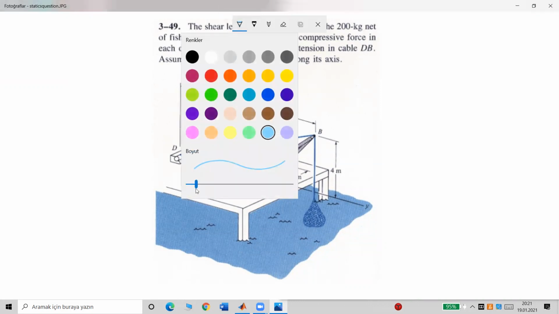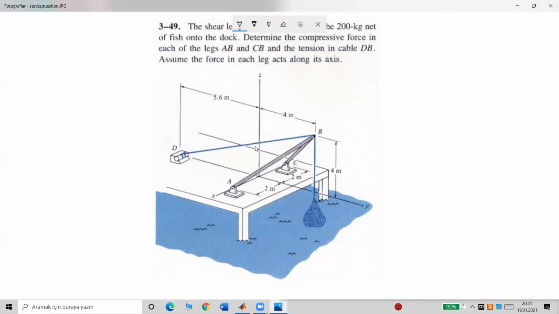So let's start with showing the direction of all forces. For AB, it should be like this because it's under compression. It should be pointing toward this point, B. Same for CB. But for DB, it should be something like this because it's under tension. It should be toward point D.